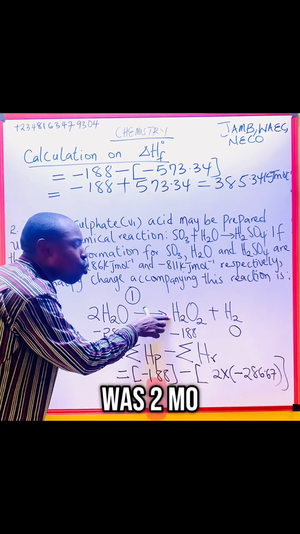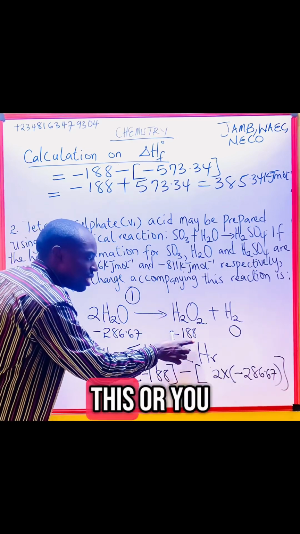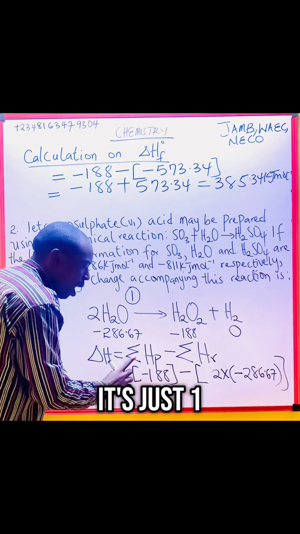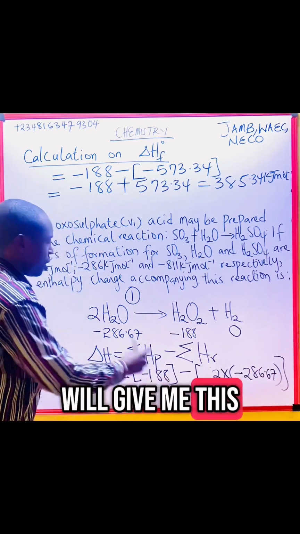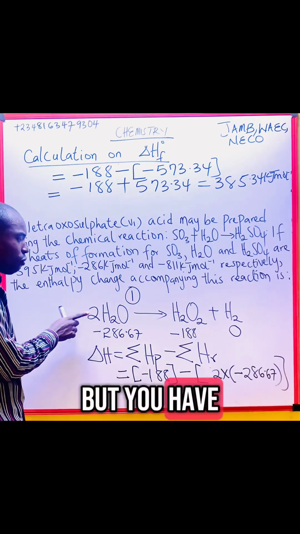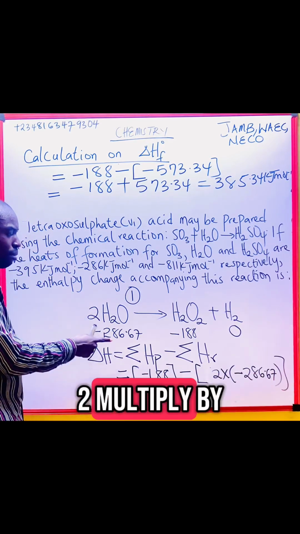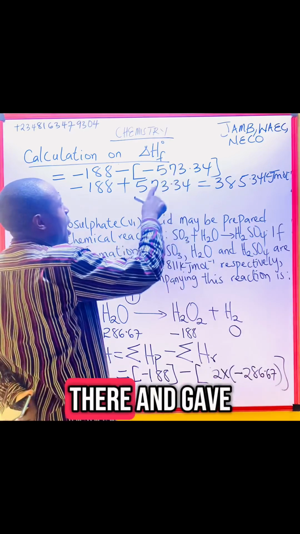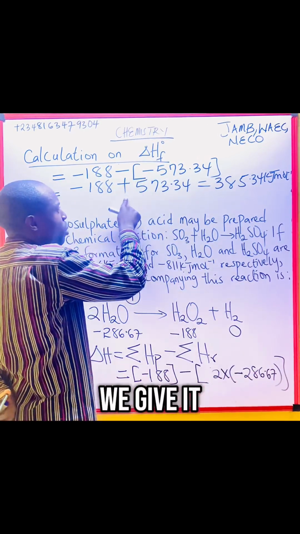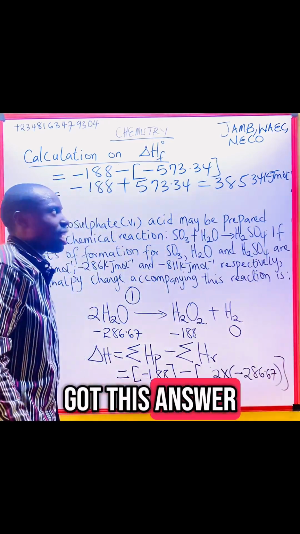If here was 2 moles, it would have been 2 multiplied by this, but you only have 1 mole here. Simple. So here is just 1 multiplied by this will give me this. Now, for water here, you have this, but you have 2 moles of water. So it will be 2 multiplied by this here, which we did there, and it gave me this. Minus times minus will give me plus, and that is how I got this answer.